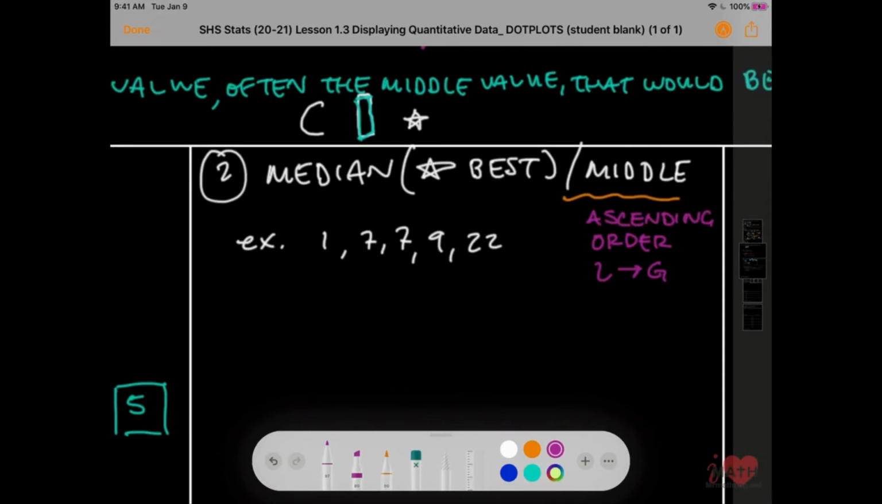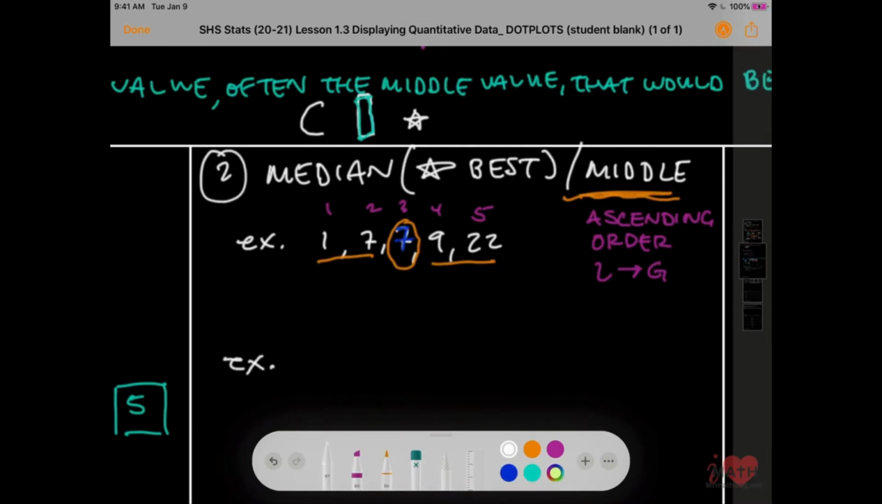Okay, so I'm going to number these. So let's just say you have 1, 2, 3, 4, 5 numbers, okay? And you want to find the middle, right? This is how I do it. There are 2 to the left and 2 to the right. That means 7 is in the middle. 7 is the median.